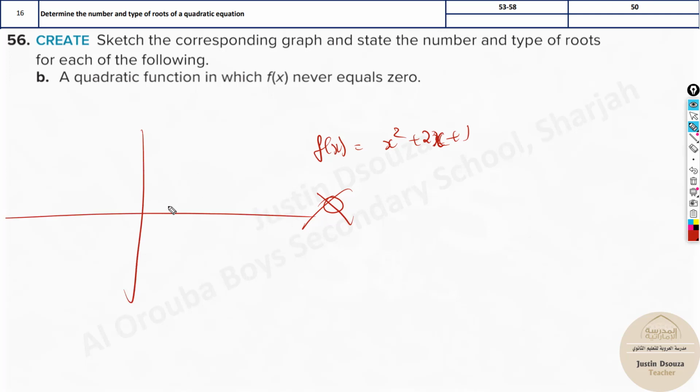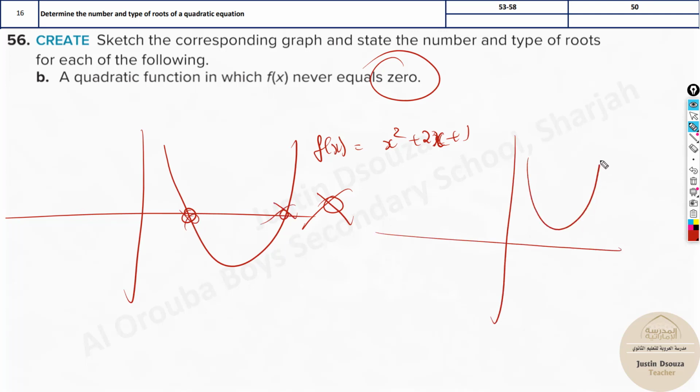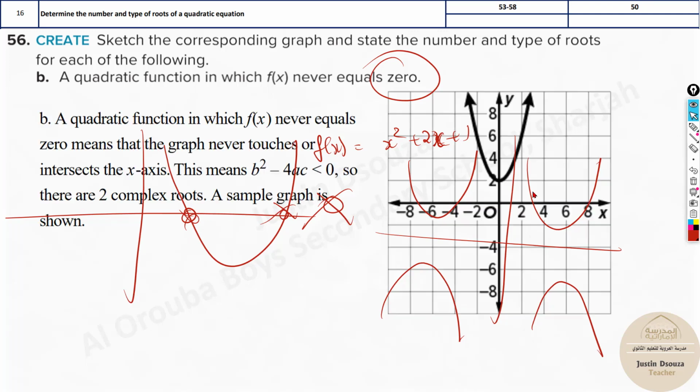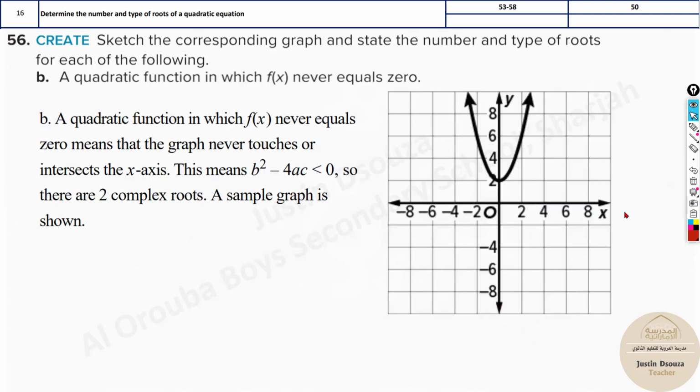In the sense, the graph can never touch this 0. If this is never equal to 0, it never touches the graph like this. This cannot happen. This is wrong, right? So the graph can be either like this or like this, something like that. It can't be like this. It should be only going downwards or going upwards. In such cases, you will have imaginary roots. It's not real roots, it's complex roots. So the graph will be something like that. See, it will never ever touch.